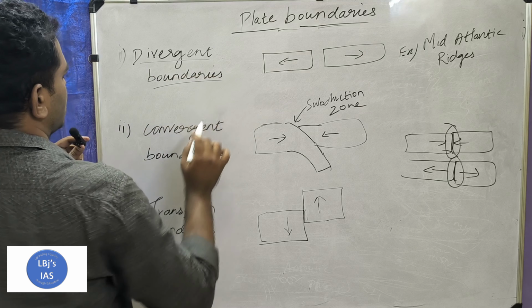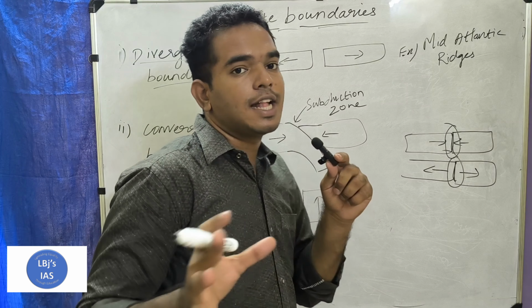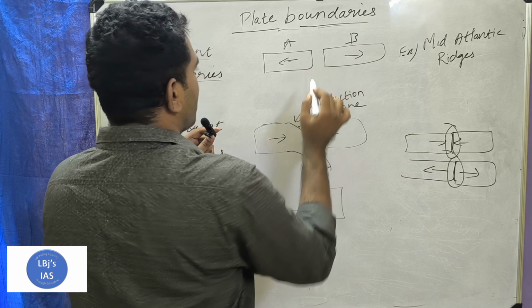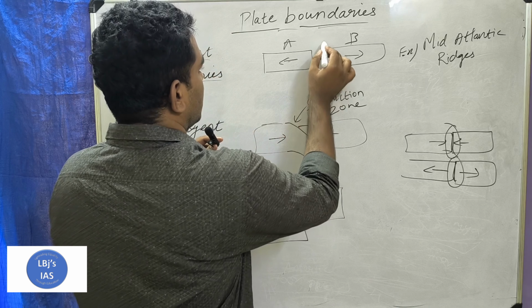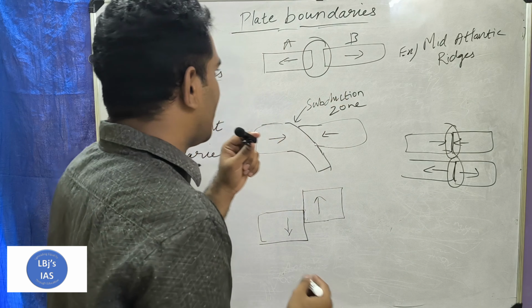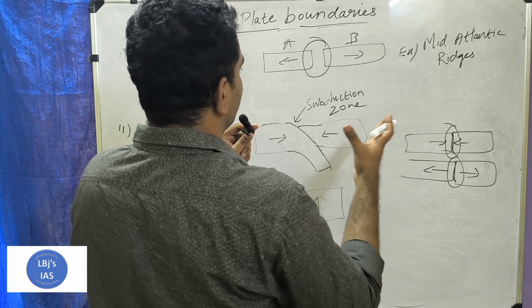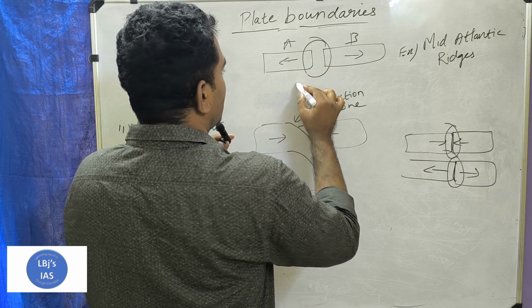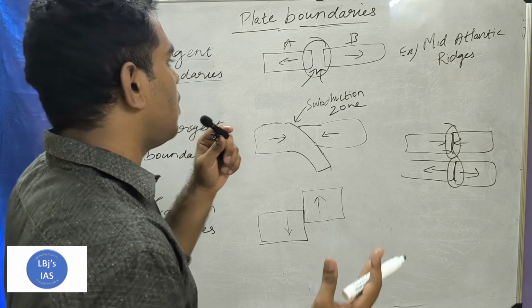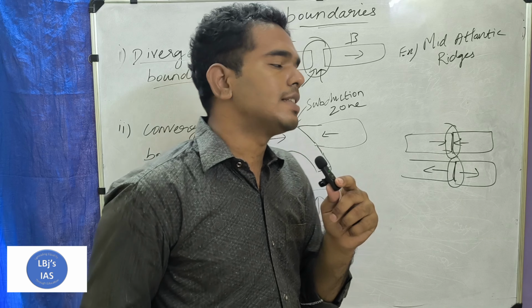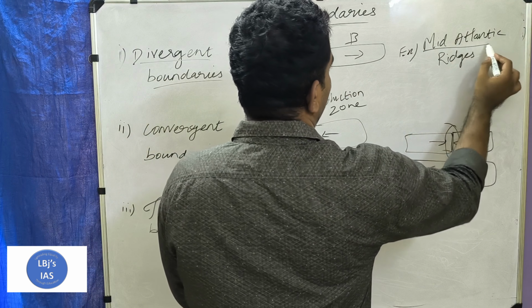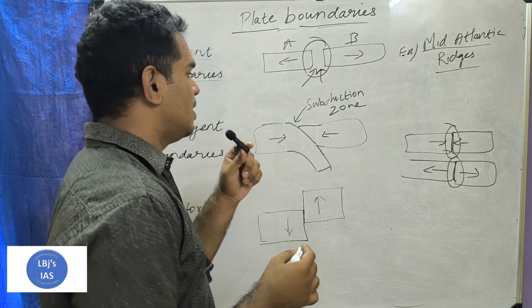First, divergent boundaries. A divergent boundary is where two plates move away from each other. As already seen in the previous videos, at a divergent boundary magma comes up from the asthenosphere, which leads to the formation of ridges. An example is the Mid-Atlantic Ridge.